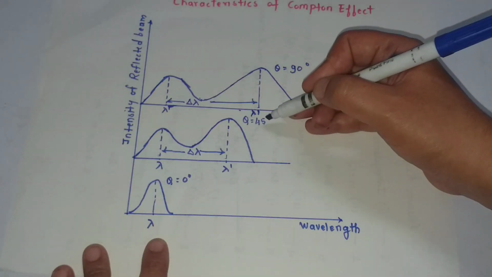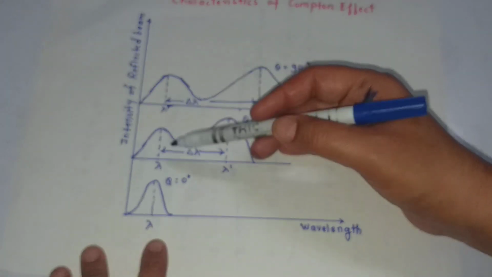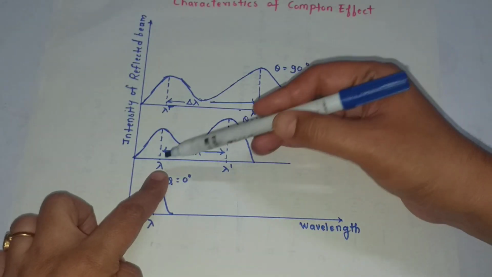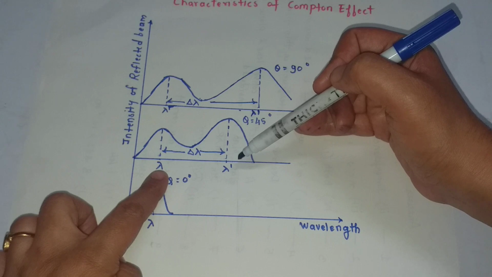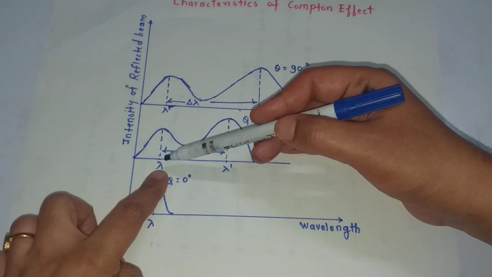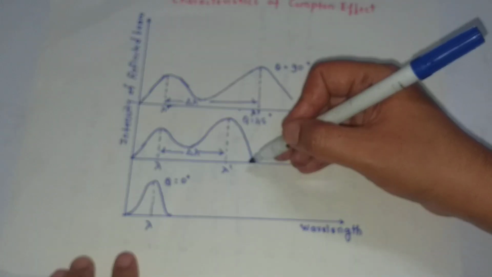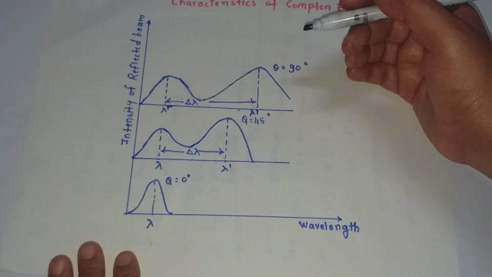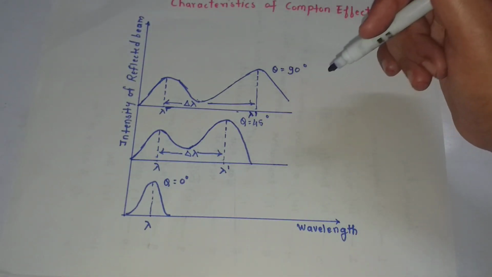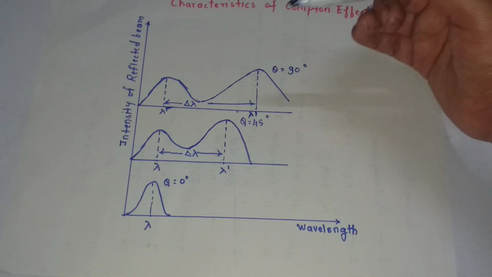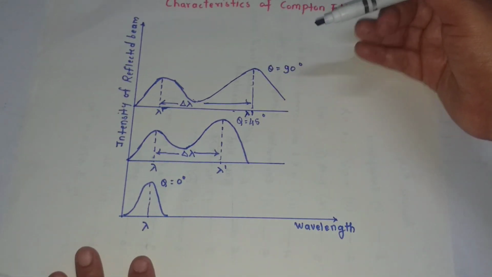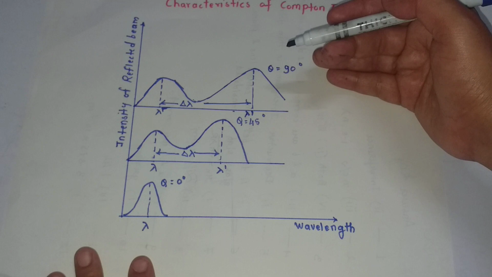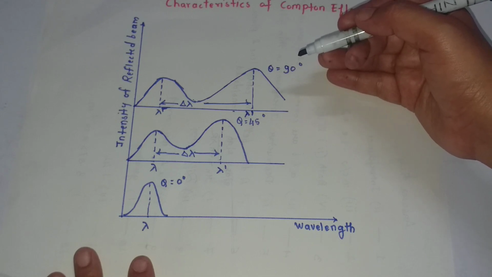We can observe when the scattering angle goes on increasing above 0, we get two components, that is lambda prime and lambda, where lambda prime is the modified component and lambda is unmodified component. We can observe as the scattering angle theta increases, the Compton shift also increases. It increases from theta equals 0 to theta equals 180. From this observation, we can conclude that Compton shift depends upon the scattering angle and it is independent of the incident wavelength and the nature of scatterer.